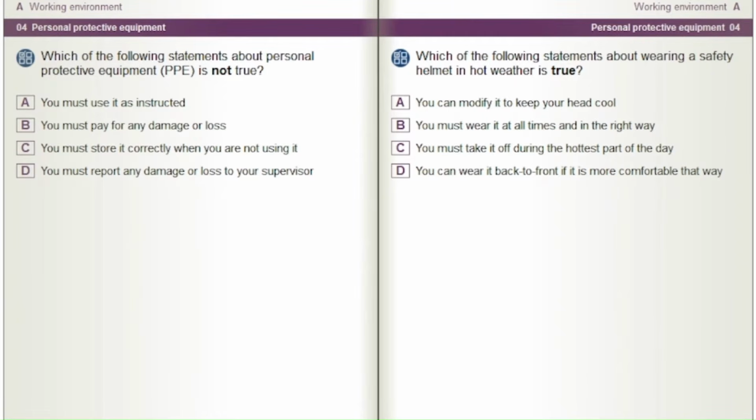Which of the following statements about wearing a safety helmet in hot weather is true? You can modify it to keep your head cool. You must wear it at all times and in the right way. You must take it off during the hottest part of the day. You can wear it back to front if it is more comfortable that way.